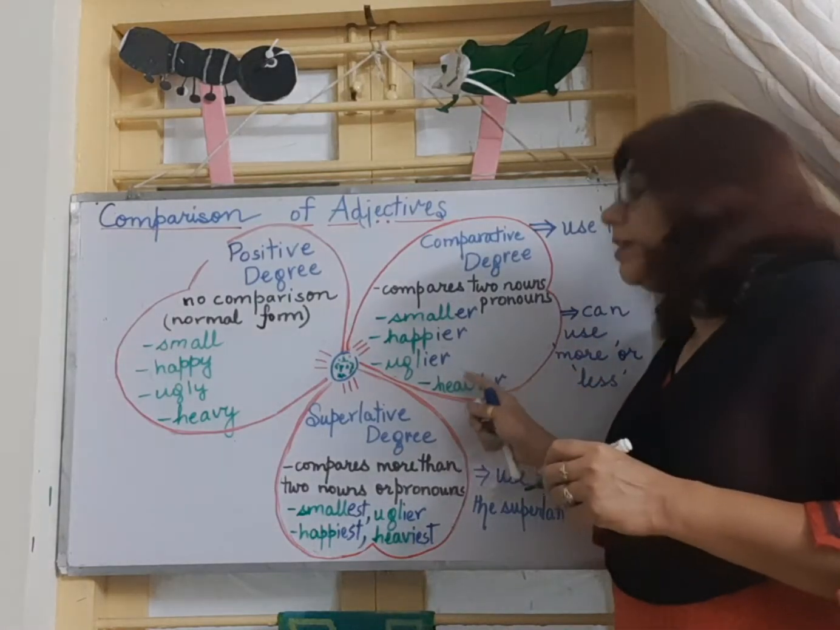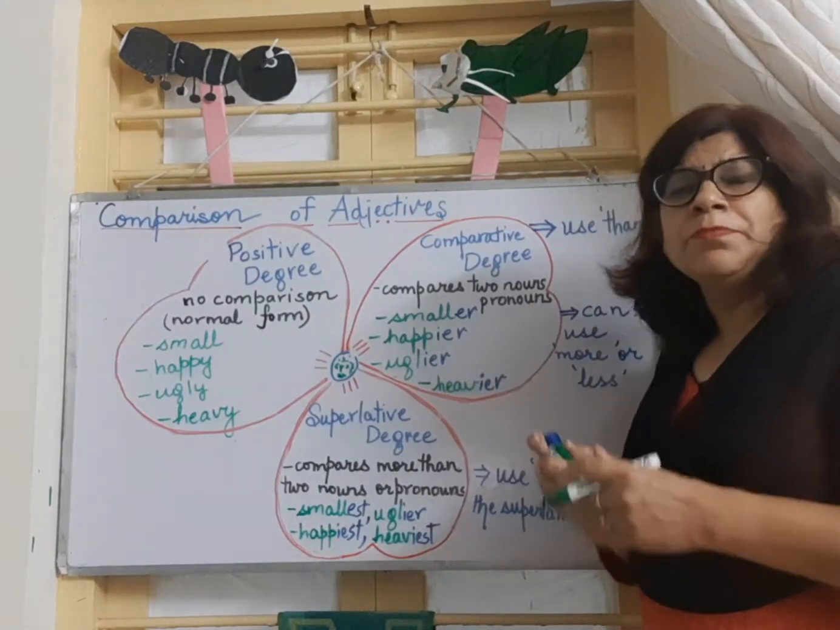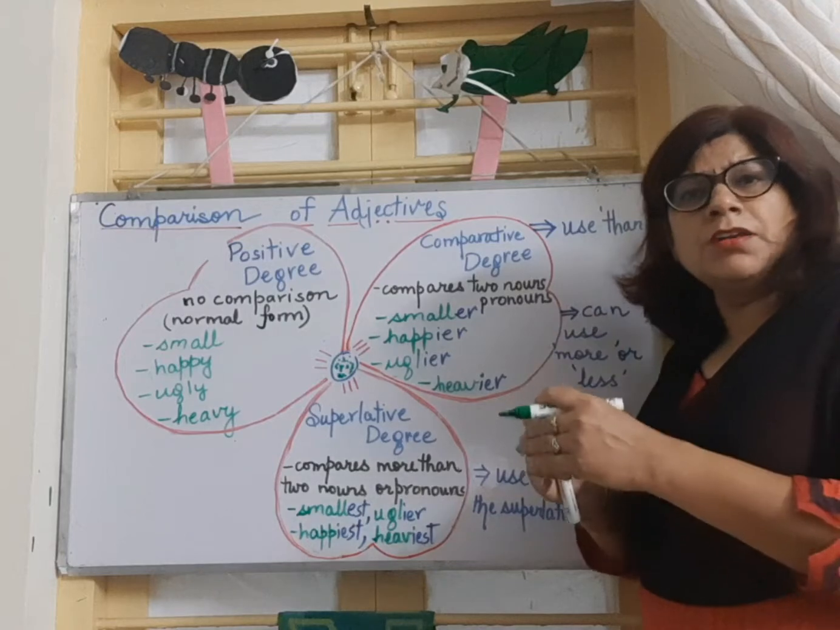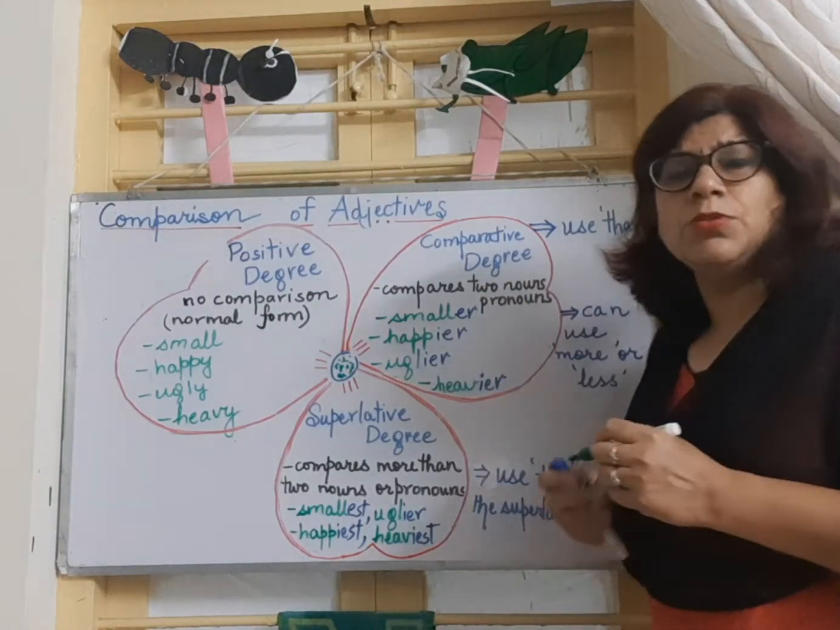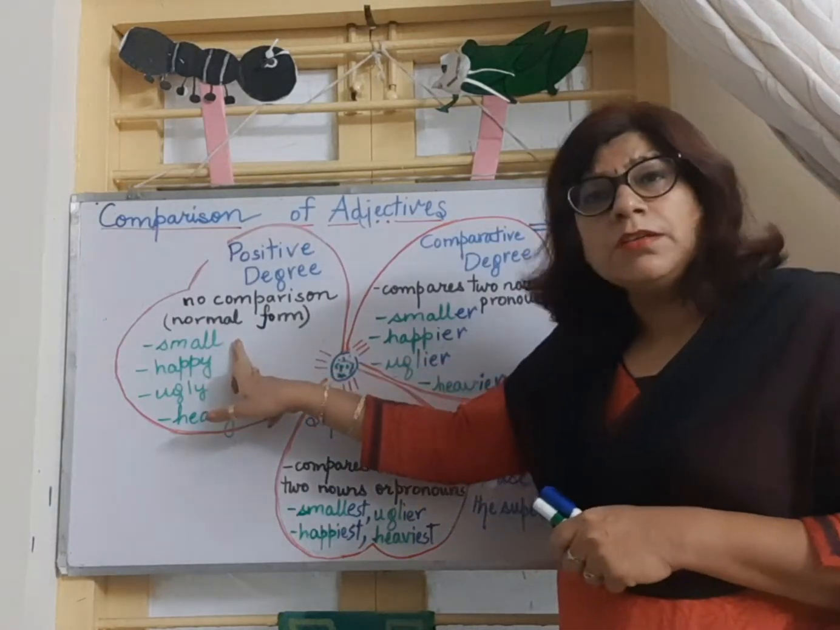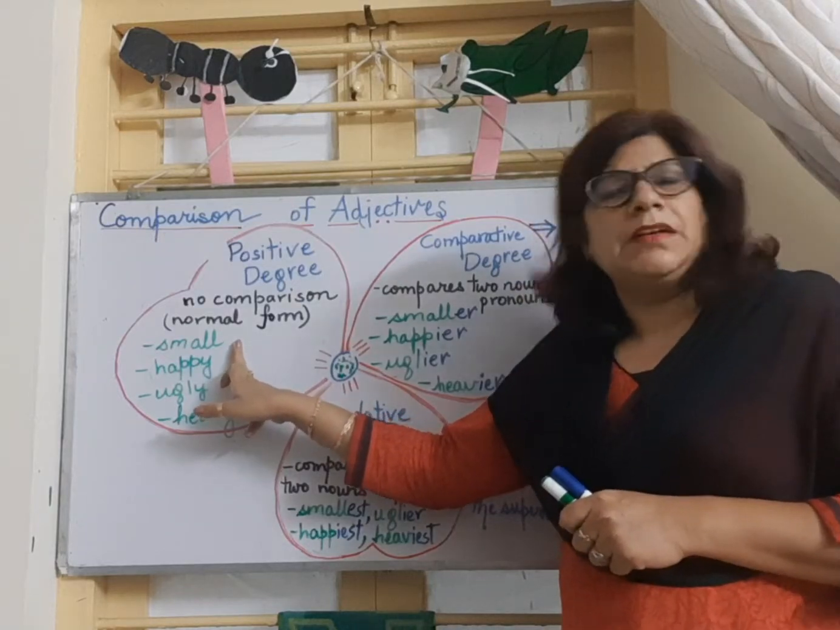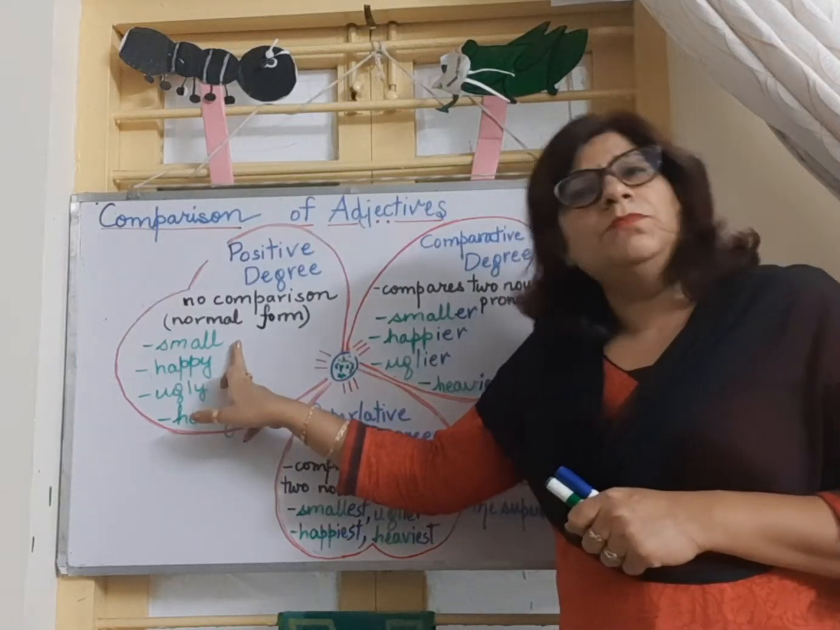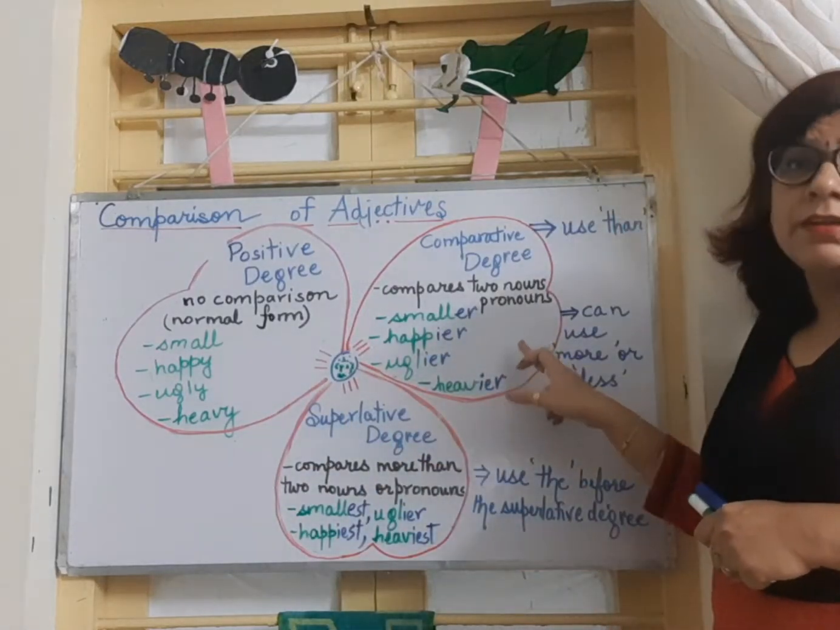At the same time, remember, to all other words like small, sharp, smart, we are going to add only ER. So small will become smaller, smart will become smarter. This way, big will become bigger, tall will become taller. This way we are going to make the comparative degree.